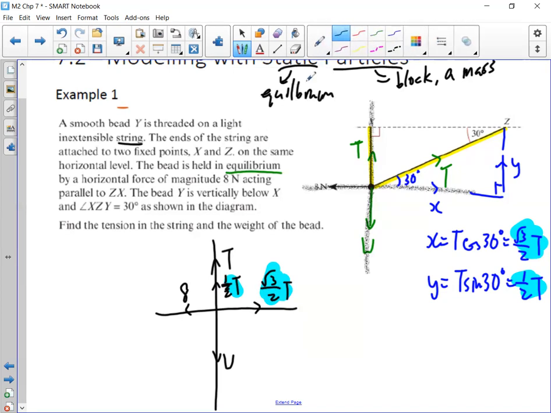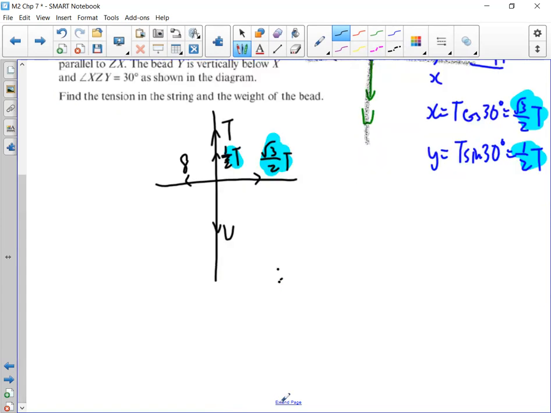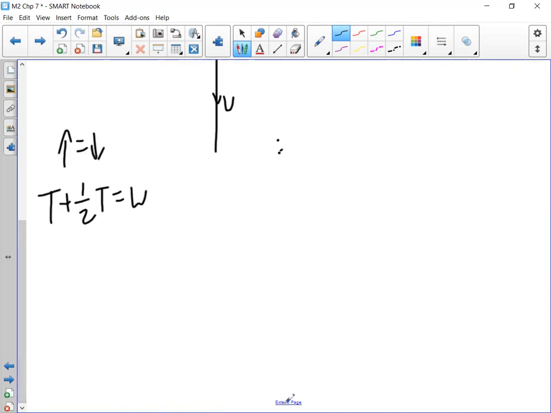So all the forces are included. Now we can go on and proceed. Upward force equals downward force, left equals right. So step 3, up equals down: T plus a half T equals W. Before we move on to the next equation, 1T plus a half T is 1.5T equals W.